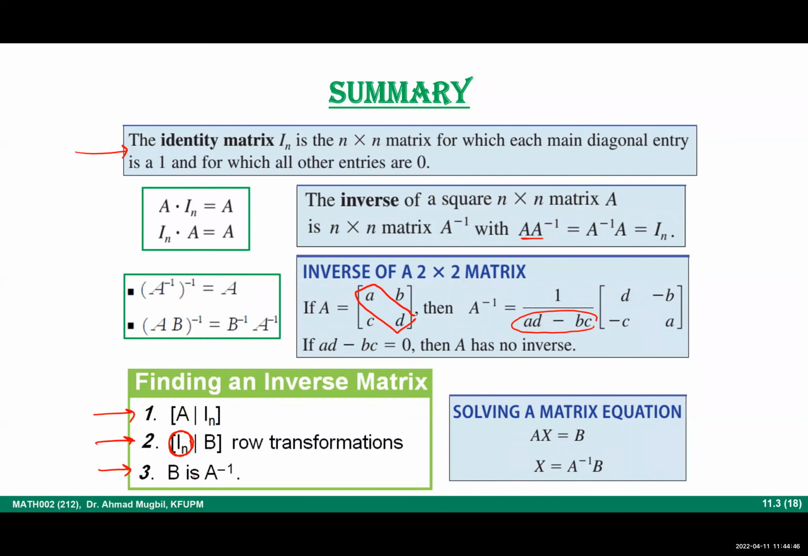To solve a linear system by using the inverse matrix, you need to write it as a matrix equation. A is the matrix of the coefficients, X is the matrix of the variables, B is the matrix of the constants. Then the solution of this system will be equal to the inverse of A multiplied by B. Of course, if the inverse exists, you can have the solution in that case. If the inverse does not exist, you need to use another method.